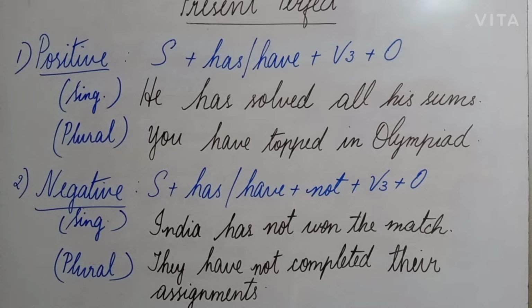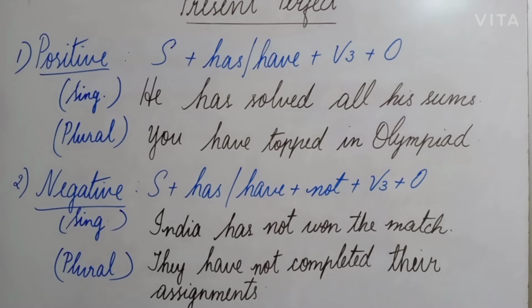The next one starts with a plural subject. So you have, you have topped in Olympiad. Here in this sentence, you is the subject, have is the supporting helping verb, and then you have the main verb. Top is the base form. When you have the verb 3 form, it is the same way as solved, adding only ed to it.